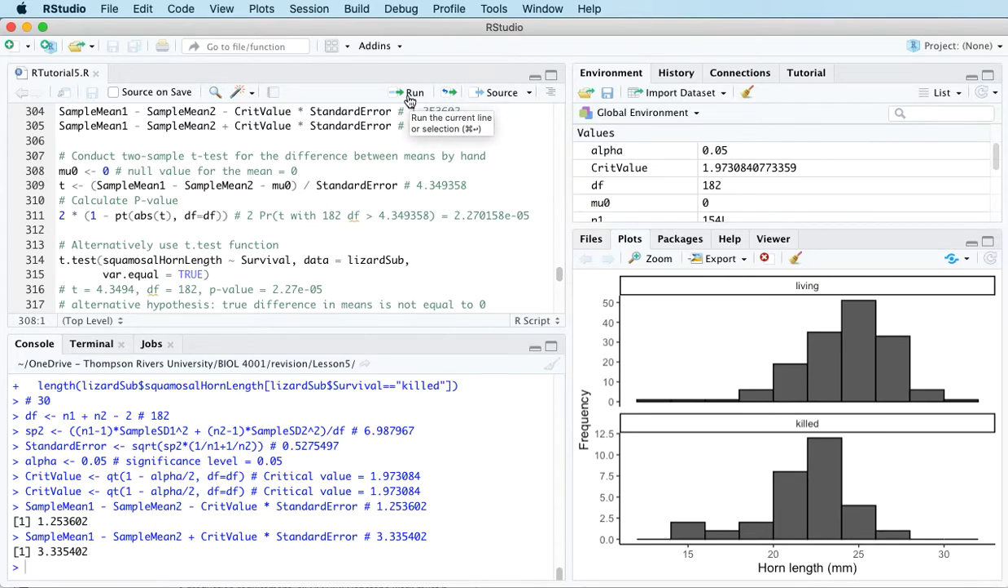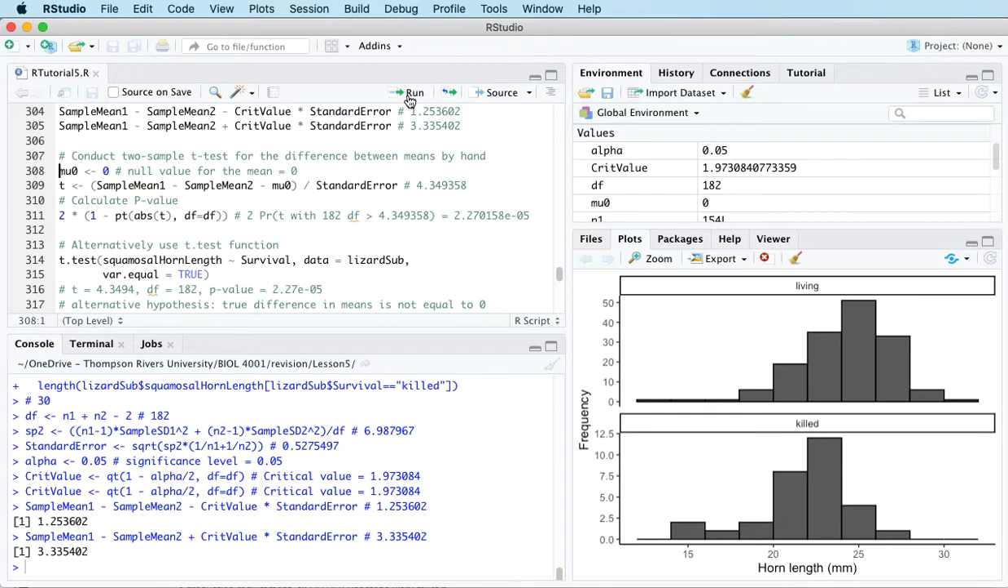So first thing we can do, first step of any hypothesis test, is to state the null and the alternative hypotheses. So the null hypothesis is that the lizards killed by shrikes and living lizards do not differ in their mean horn length. In other words, the two population means for the two groups are the same. And the alternative hypothesis is that lizards killed by shrikes and living lizards do differ in their mean horn length. So the two population means are different. So this is a two-sided or a two-tailed test that we're going to do here.